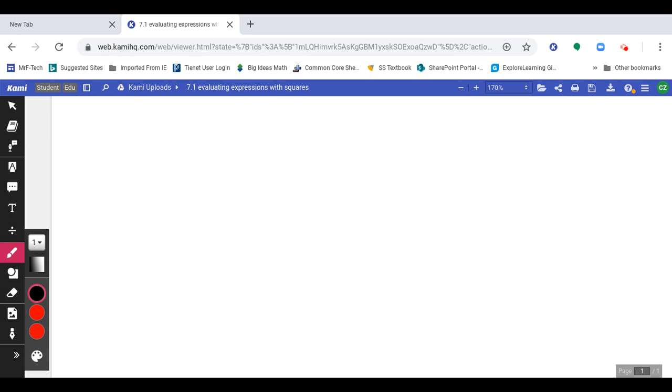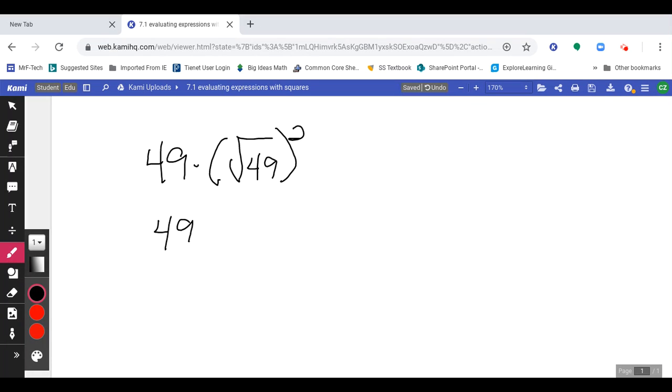And in this situation, we have 49 minus parentheses, radical sign, radicand 49, and to the power of 2. That's the exponent. Okay, so what I can do is I can go 49. Now I'm inside my parentheses, so I'm going to take the square root of this, which is going to become 7. Okay, and that's going to have an exponent of 2. So that means I'm just going to multiply 7 by 7 again. So I'm going to get 49 minus 49. It's going to equal 0.